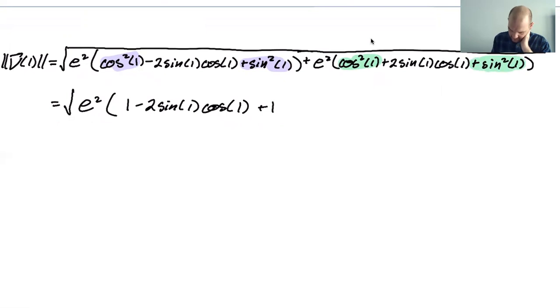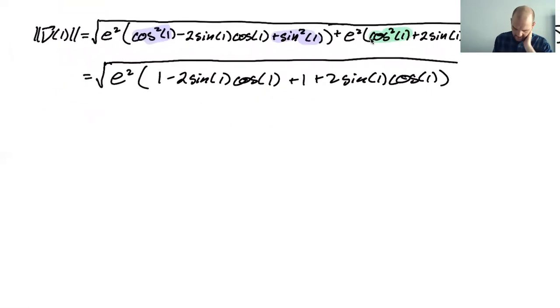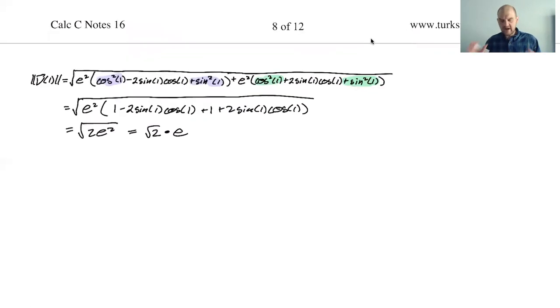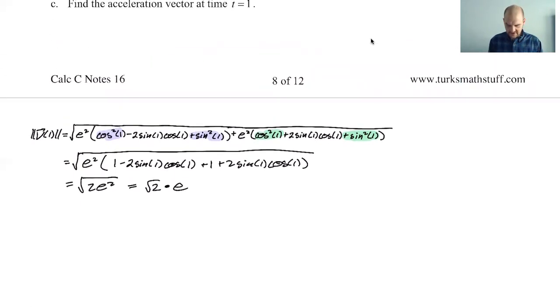And then there's plus 2 sine cosine. And so what do I get? I get 1 plus 1 is 2. So I get the square root of 2e squared, which is radical 2 times e. I think that's your speed at 1. I don't know. Check out the calculator video and see if that's accurate.